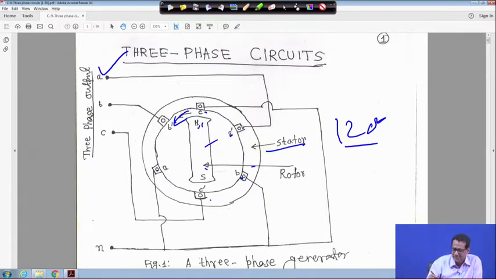Similarly for B dash, a terminal is taken as B, and for C dash a terminal is taken as C, right? If you see A, B, and C, all these three are branched together and a neutral is formed. So this is called the neutral point, and ABC are the three terminals, right? So this is a three phase generator, and sometimes we call it an alternator. It is a synchronous generator.